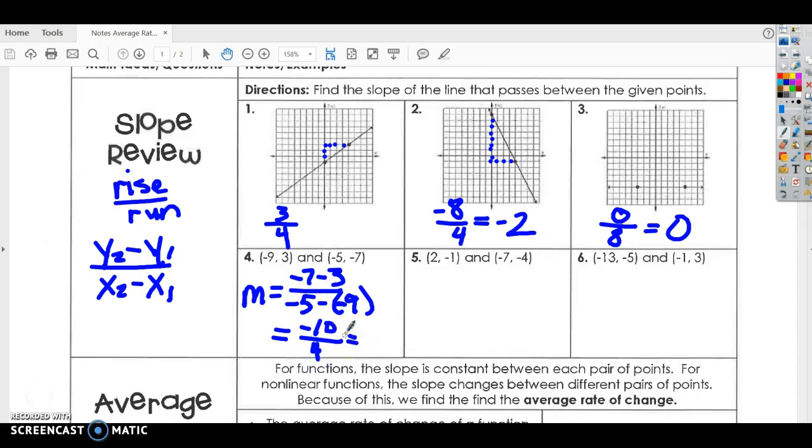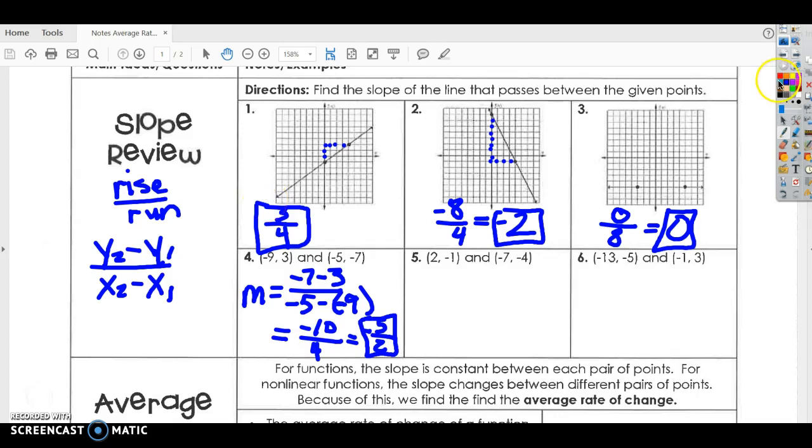And then again, just like at the top, if we can reduce it, we should. So both of those are divisible by 2. So I'm going to rewrite that as negative 5 halves. So that is my best answer. Up here, this is my best answer, and this is my best answer.